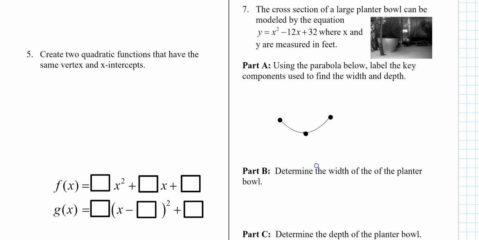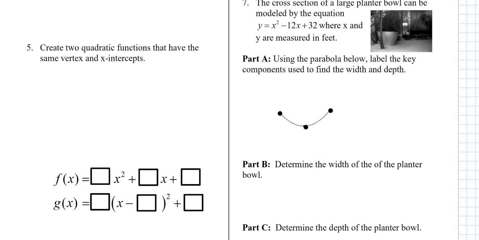Number 5. Number 5 was a little bit tricky. So create two quadratic functions that have the same vertex and same x-intercepts. So the easiest way to probably start this is to start with a function in factored form. So start with creating a function that has two x-intercepts and then turn it into the other forms. If we look down here for f and g, it's telling us what form we need to be in.